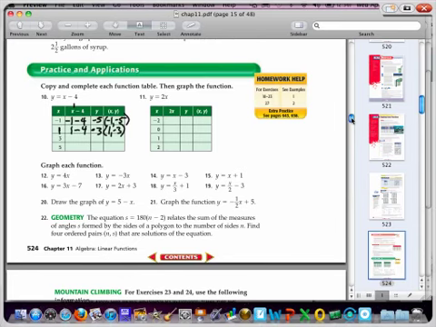All right, so let's go ahead, and you should be ready to get started on section 3.